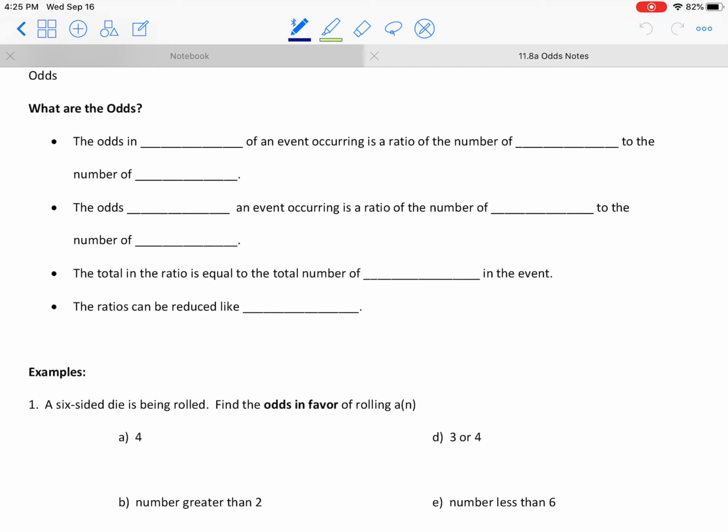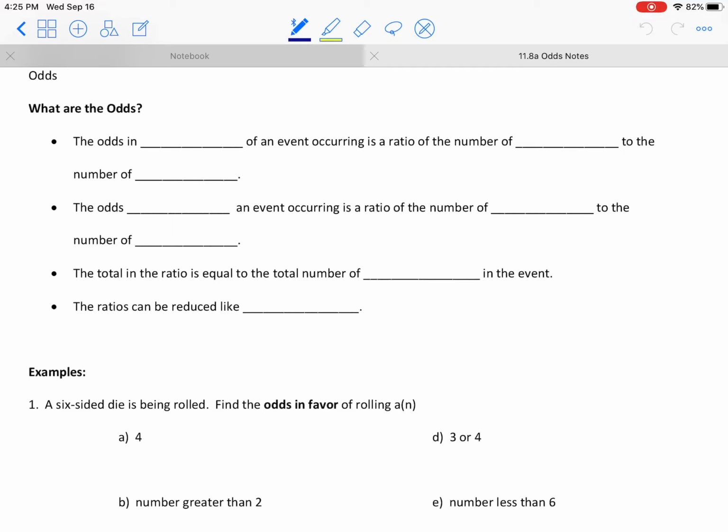I'm sure you've said this yourself or you've at least heard somebody else say it. What are the odds of that happening, right? What are the odds of something happening? So odds and probability are definitely related. The same numbers that we're using in probability are going to be incorporated into finding odds.